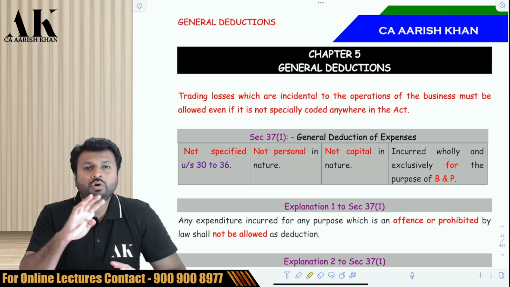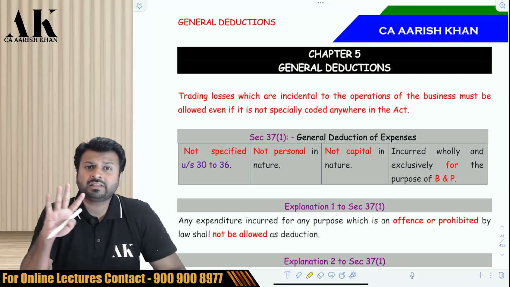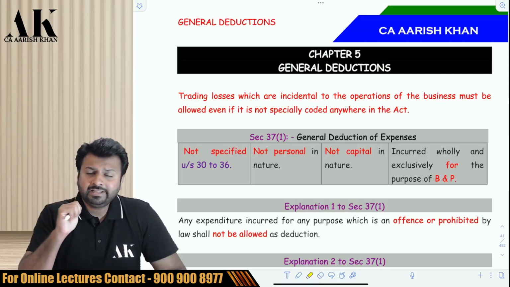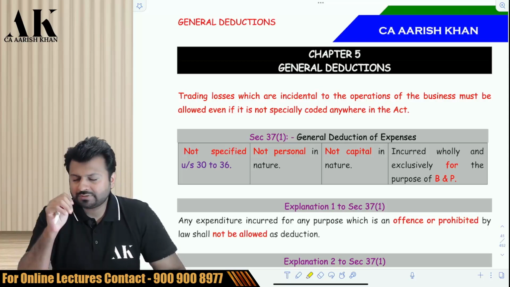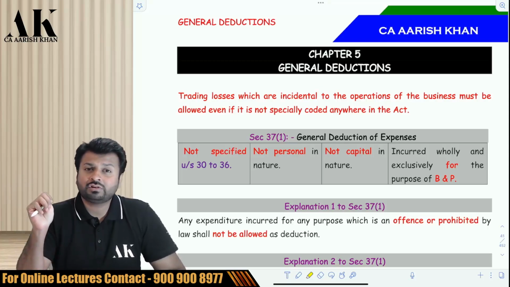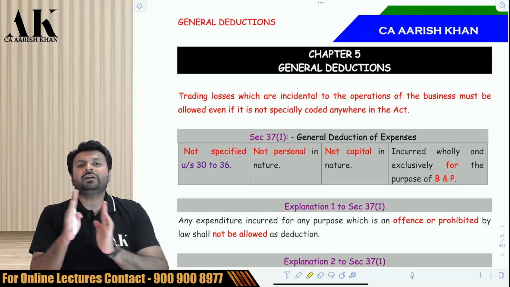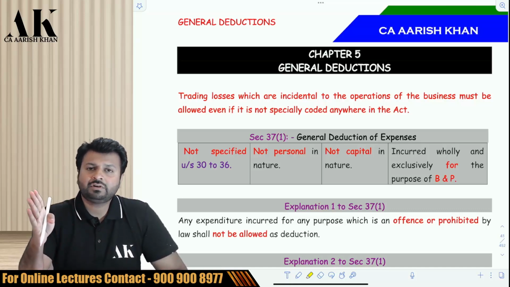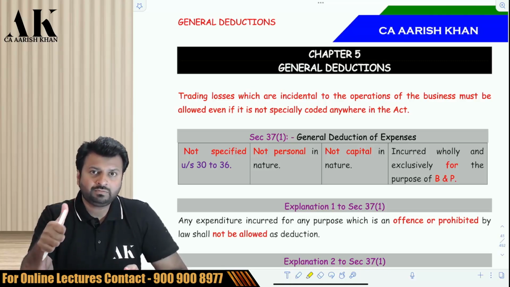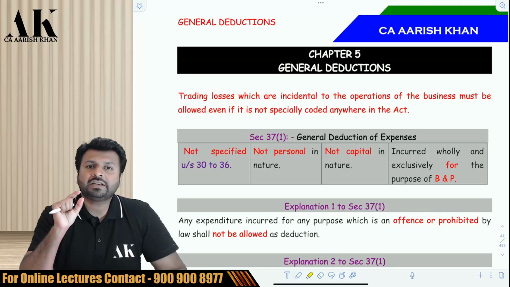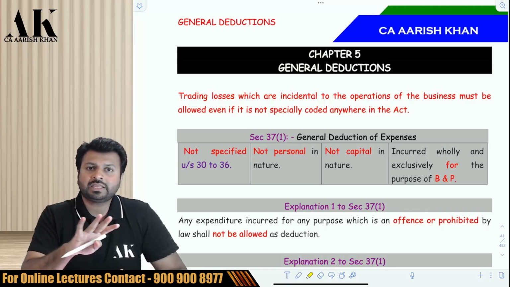There are no specific sections for both of them under the entire income tax law. Neither does income tax law talk specifically about trading losses, nor about capital losses. So you have to keep one thing in mind. For that, we need to go to a Supreme Court judgment. The Supreme Court has held that trading losses which are incidental to the business, which are necessary for business, will be allowed as deduction, but capital losses will not be allowed. So this is a thumb rule now for all of us. The trading losses which are incidental to the business are allowed as deduction, but capital losses are not allowed.